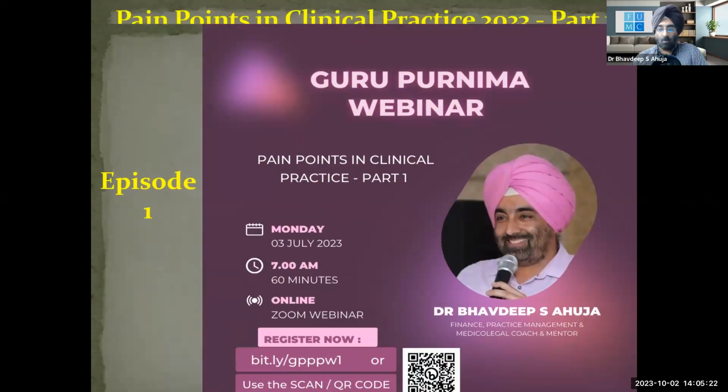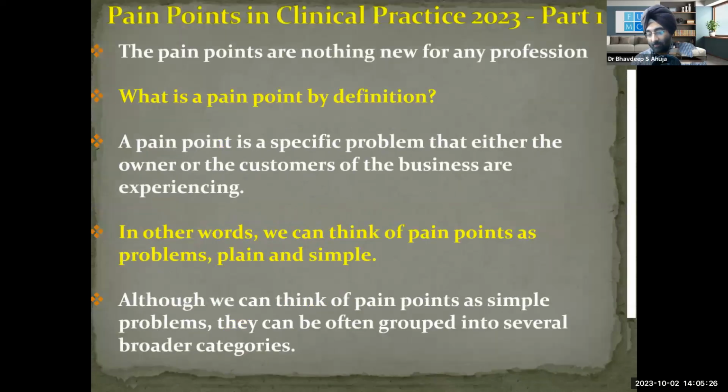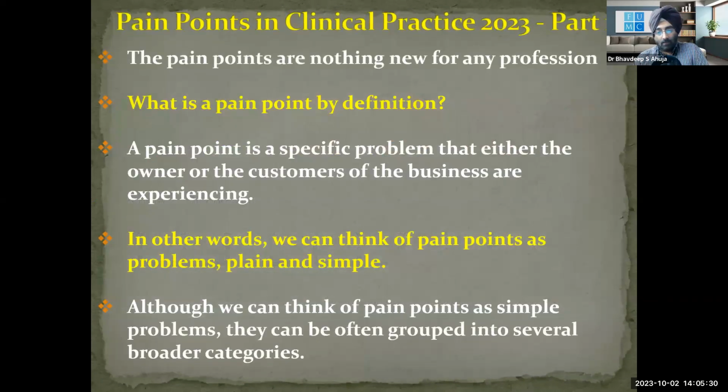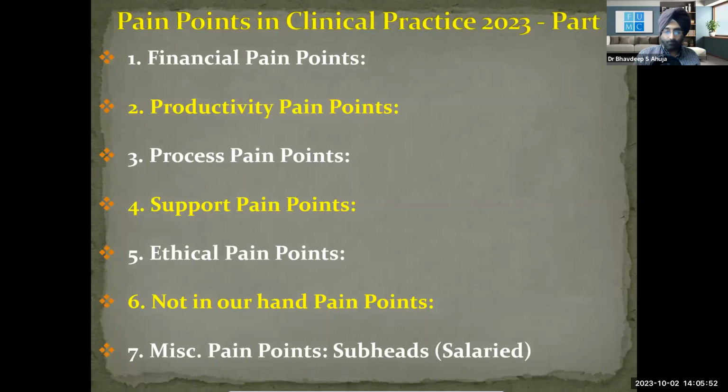Episode number 1 started with the pain points definition. What exactly are they? Every one of us has those pain points. They can be, plain and simply speaking, problems. Last year when we did it, we divided it into various heads. It was a cumbersome exercise. This year, the responses were comparatively a bit more, so we shifted to a different system: financial pain points, productivity-wise, process-wise, support-wise, ethical-wise, not in our hand, salaried.